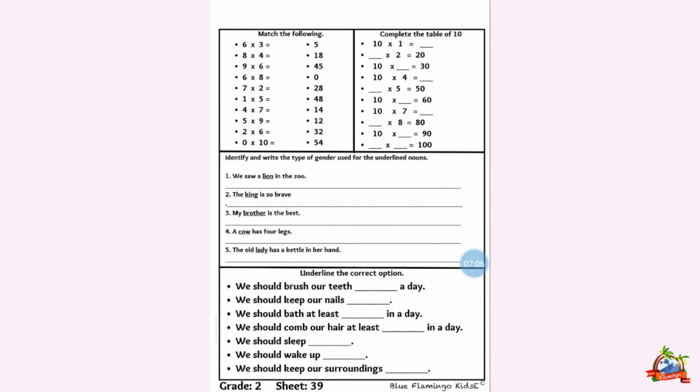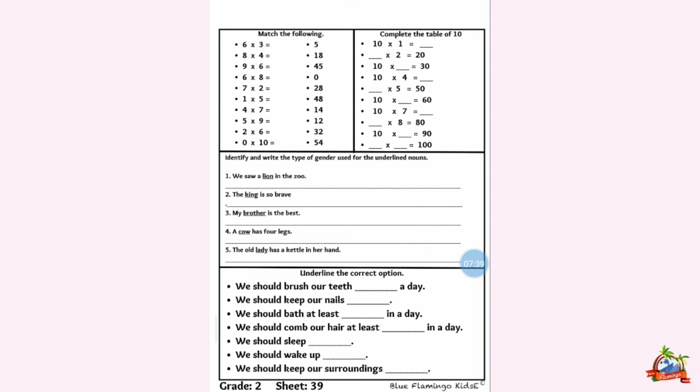We saw a lion in the zoo. हमने zoo में एक lion देखा, शेर देखा. तो क्या होता है lion मतलब शेर. शेर क्या है? Masculine. Lioness मतलब शेरनी which is feminine. So the lion is masculine. M-A-S-C-U-L-I-N-E. Masculine.